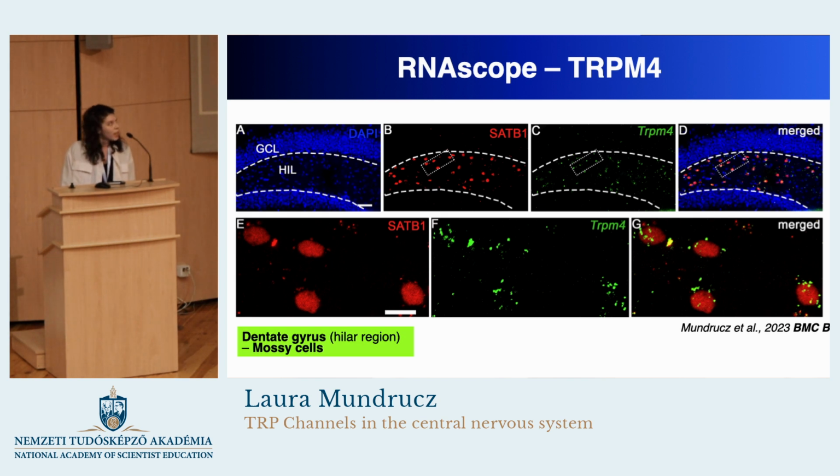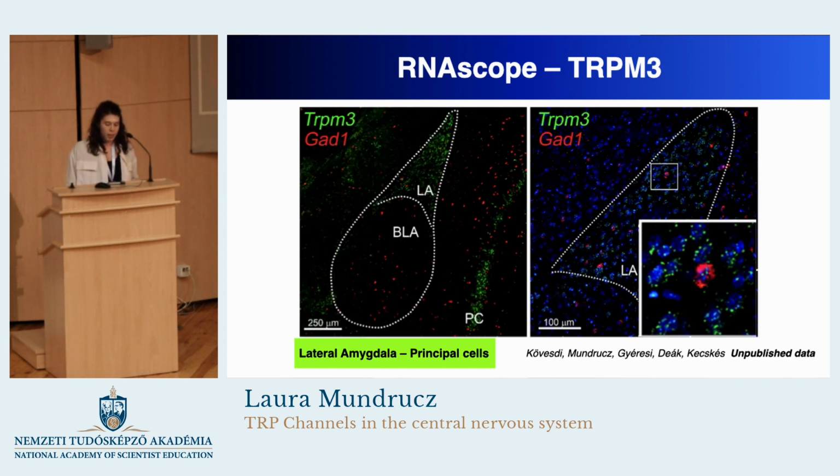First, concerning TRPM4. It's important to note that besides TRP channels, we mostly deal with temporal lobe epilepsy. So most of the images that you're going to see here are from the medial temporal lobe, namely from the dentate gyrus. This might be familiar because this is what I just showed you a second ago. If you look at the merged picture here, once again, the TRPM4 transcripts are shown in green, and the red staining goes for the mossy cells, so there's SEDB1 staining. Now, concerning TRPM3, our region of interest was the lateral amygdala. What we found here was that it was mostly expressed by the principal cells, which are the excitatory cells in the region.